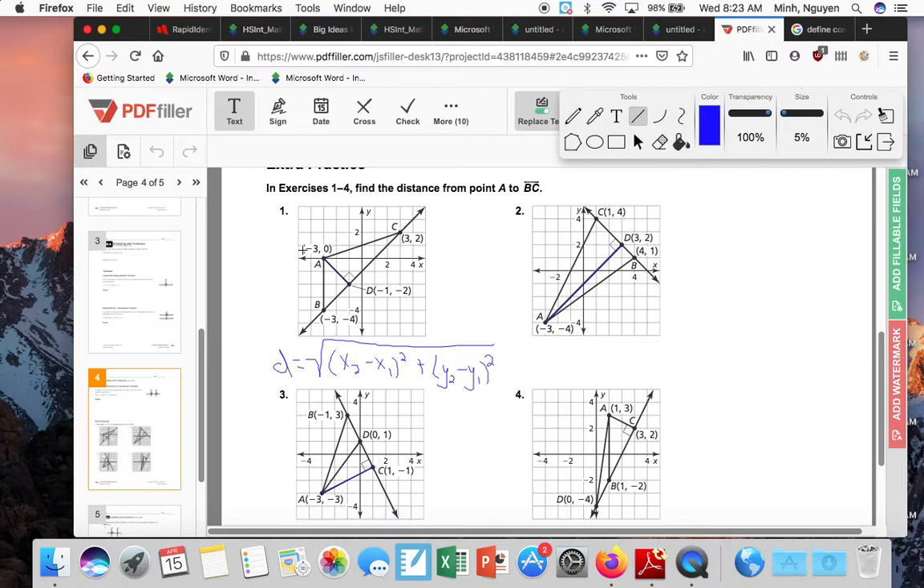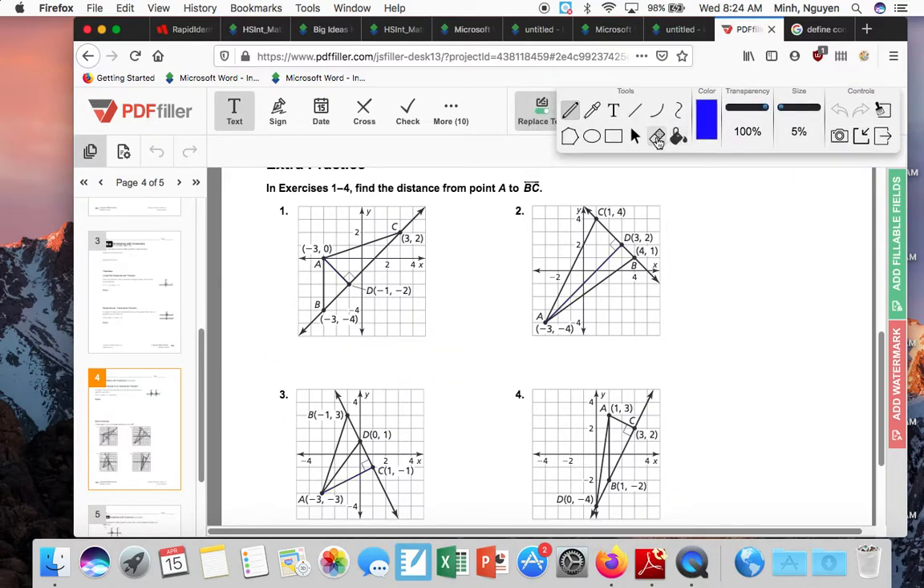And so we have x values. I'll just do number 1 all the way through, but it's pretty much just a reminder. Okay, so we have -3, 0, and we have -1, -2.